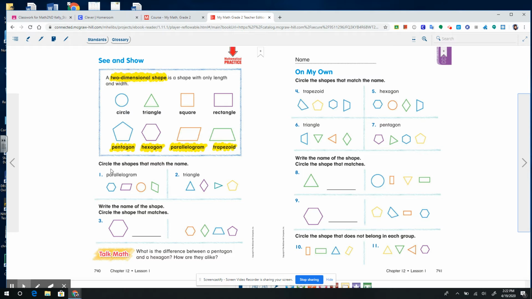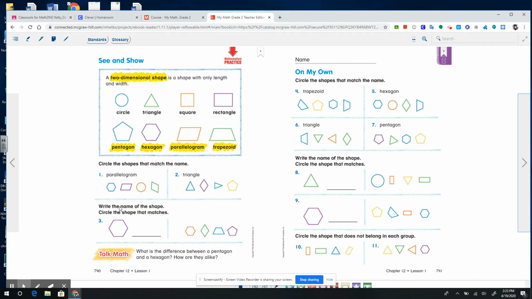It says, number 1, circle the shapes that match the name, a parallelogram. So you can look up and you can see the lines that are parallel, parallelogram. What about this one? Is this a parallelogram? Yes, it is still considered a parallelogram. Even though it's just tipped a little bit, it's still a parallelogram. Then you've got to find your triangles.